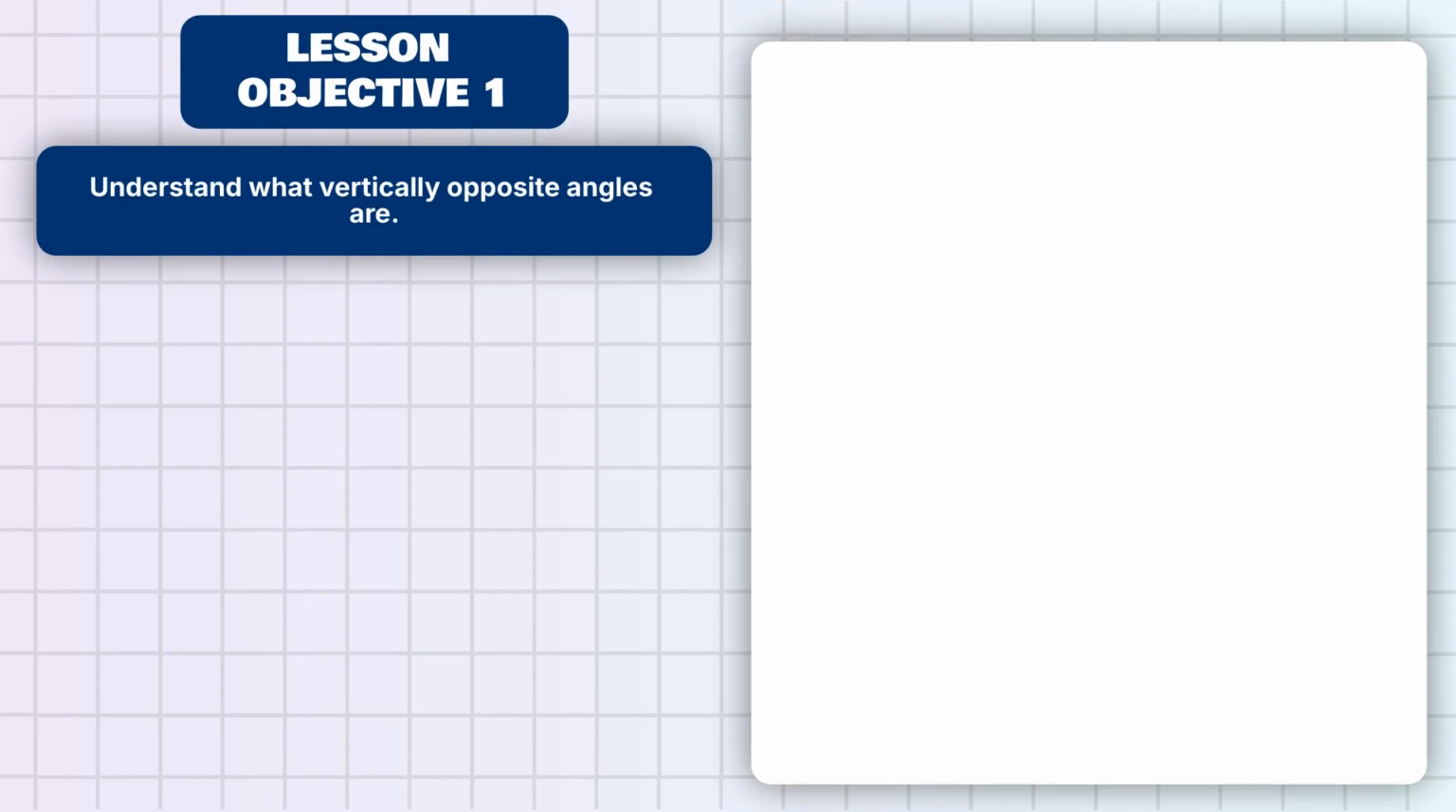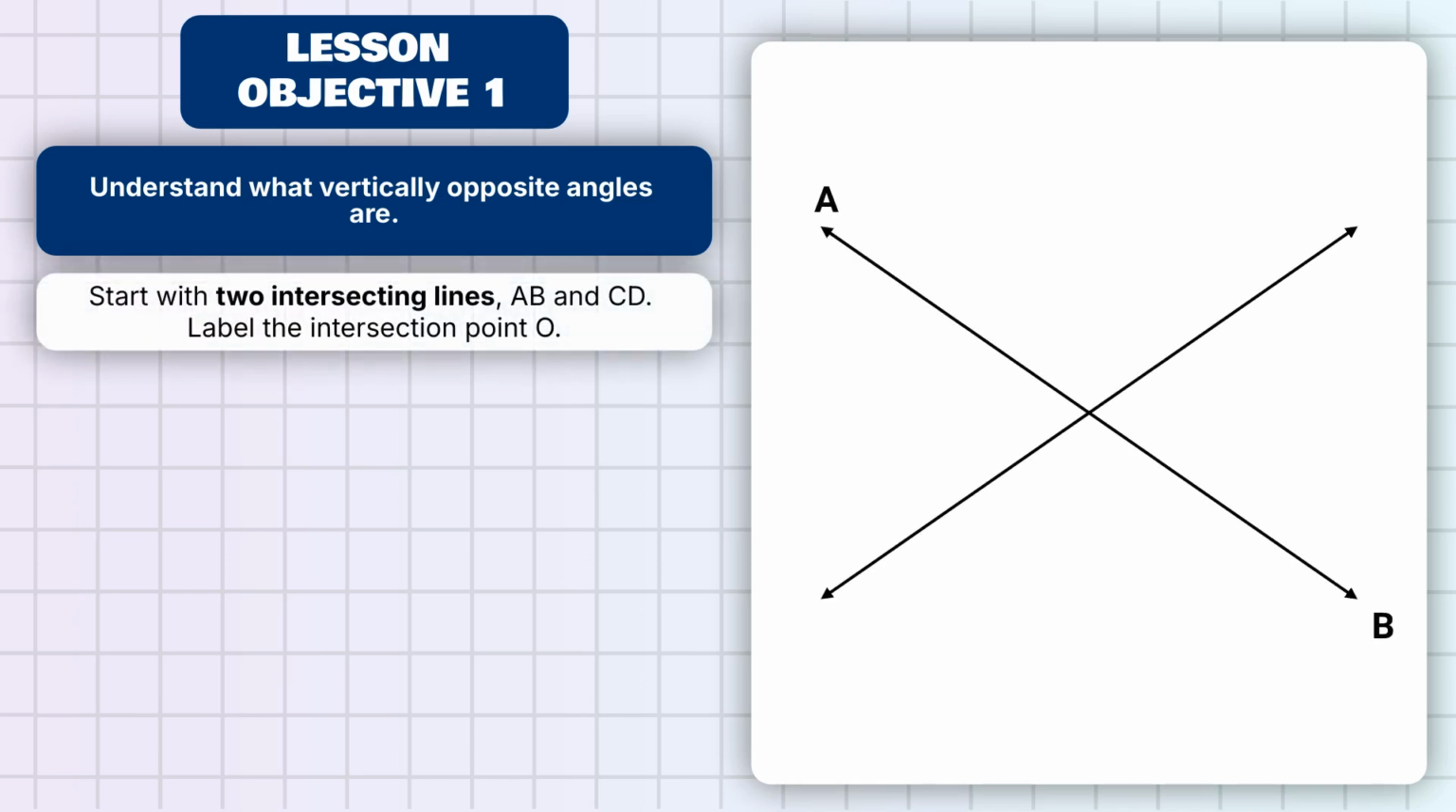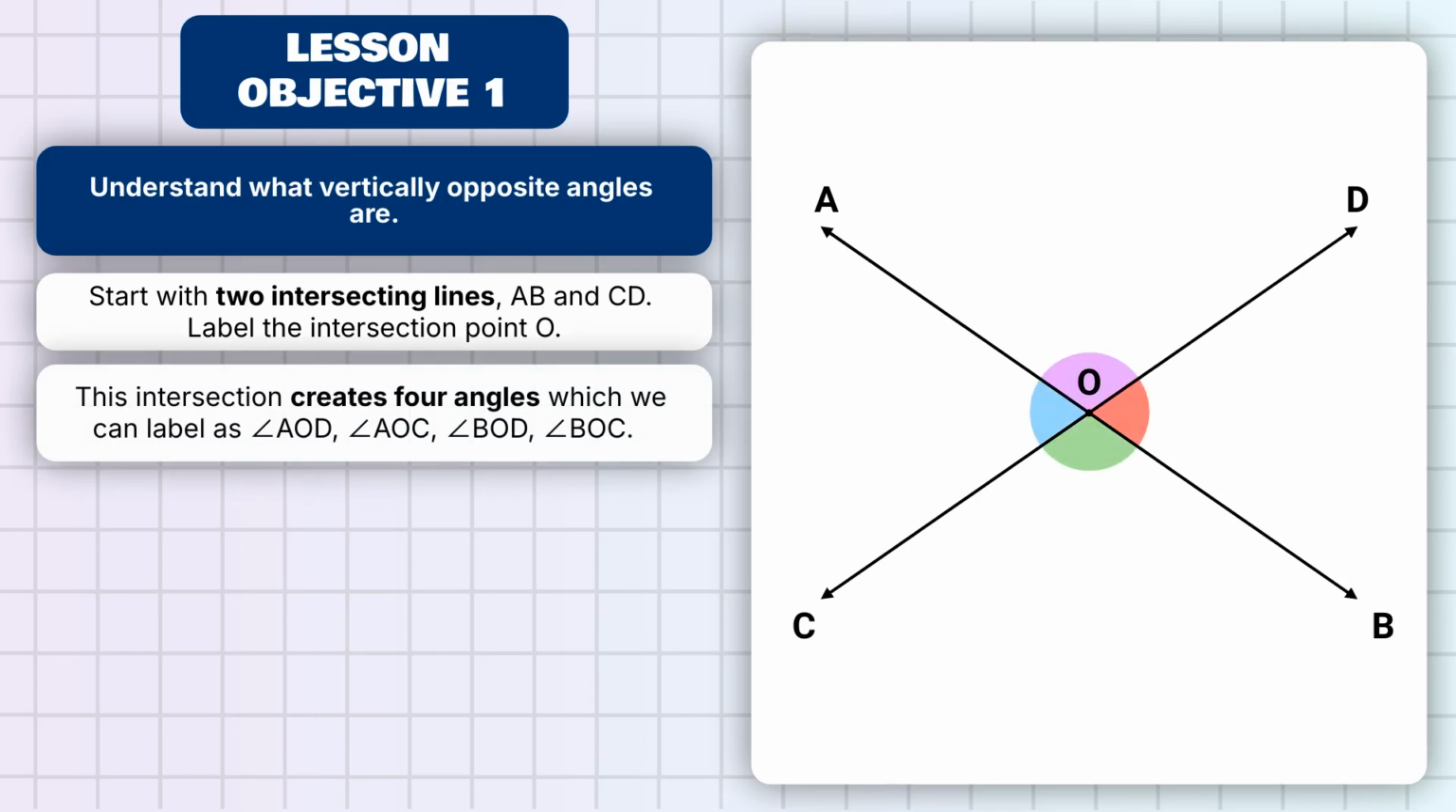We'll begin by understanding what happens when two lines intersect. Imagine we have two intersecting lines, AB and CD. They intersect at a point O. This intersection creates four angles. For clarity, we can label these angles as follows, drawing on our previous lesson about how to name angles.